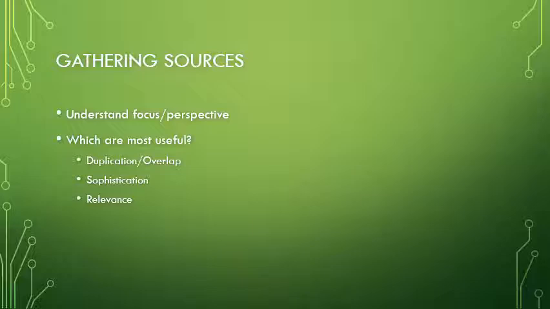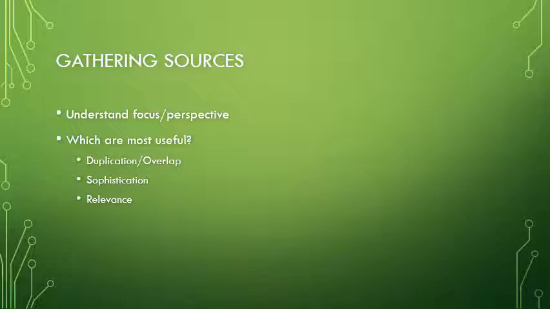As you look at the different sources, think about what kind of duplication or overlap there is between them. If an article primarily just duplicates information that's from another source, then you probably don't need it. You can cut it out. Also think about their sophistication. The articles that are more sophisticated, more complex, and give you more information and detail and nuance are going to be better sources than ones that simplify things to a greater degree.